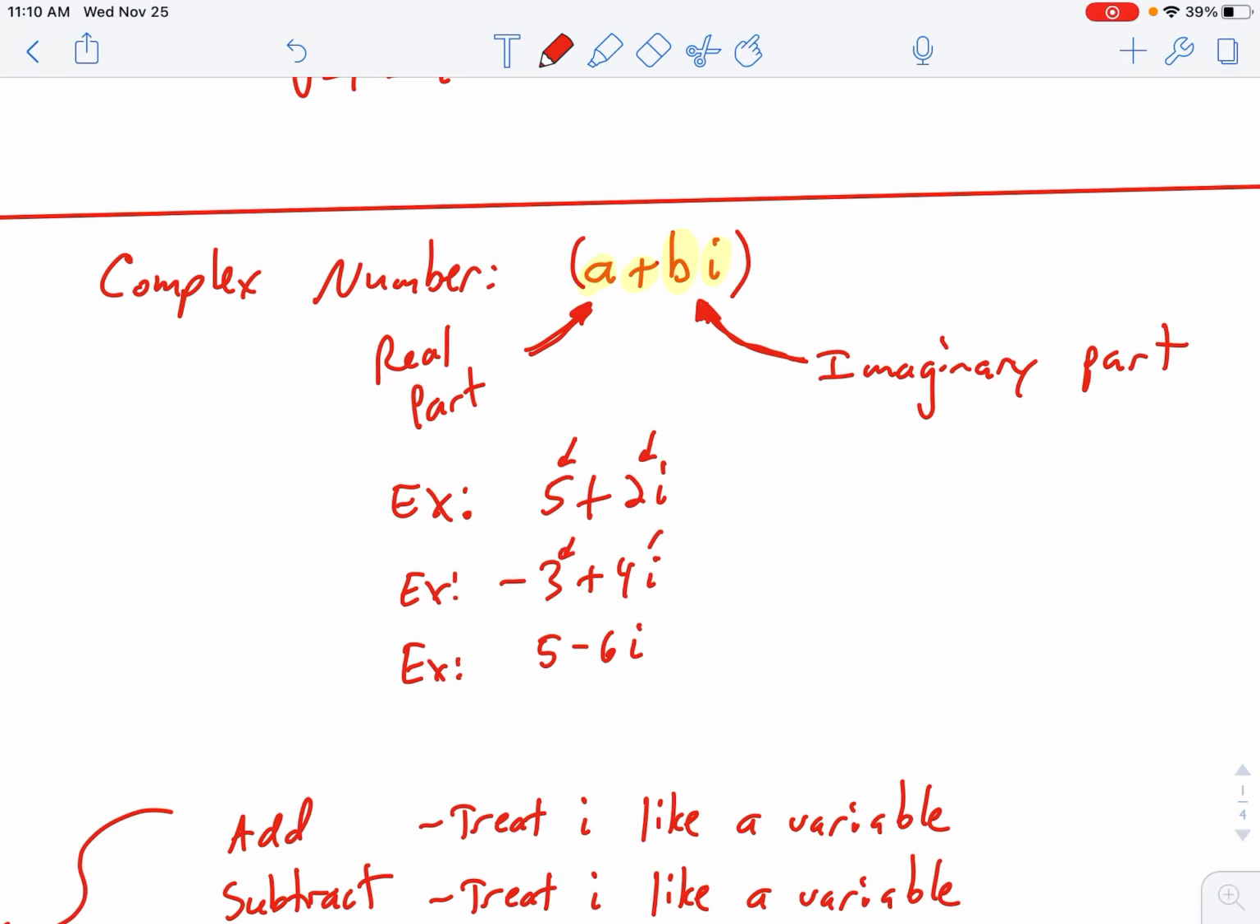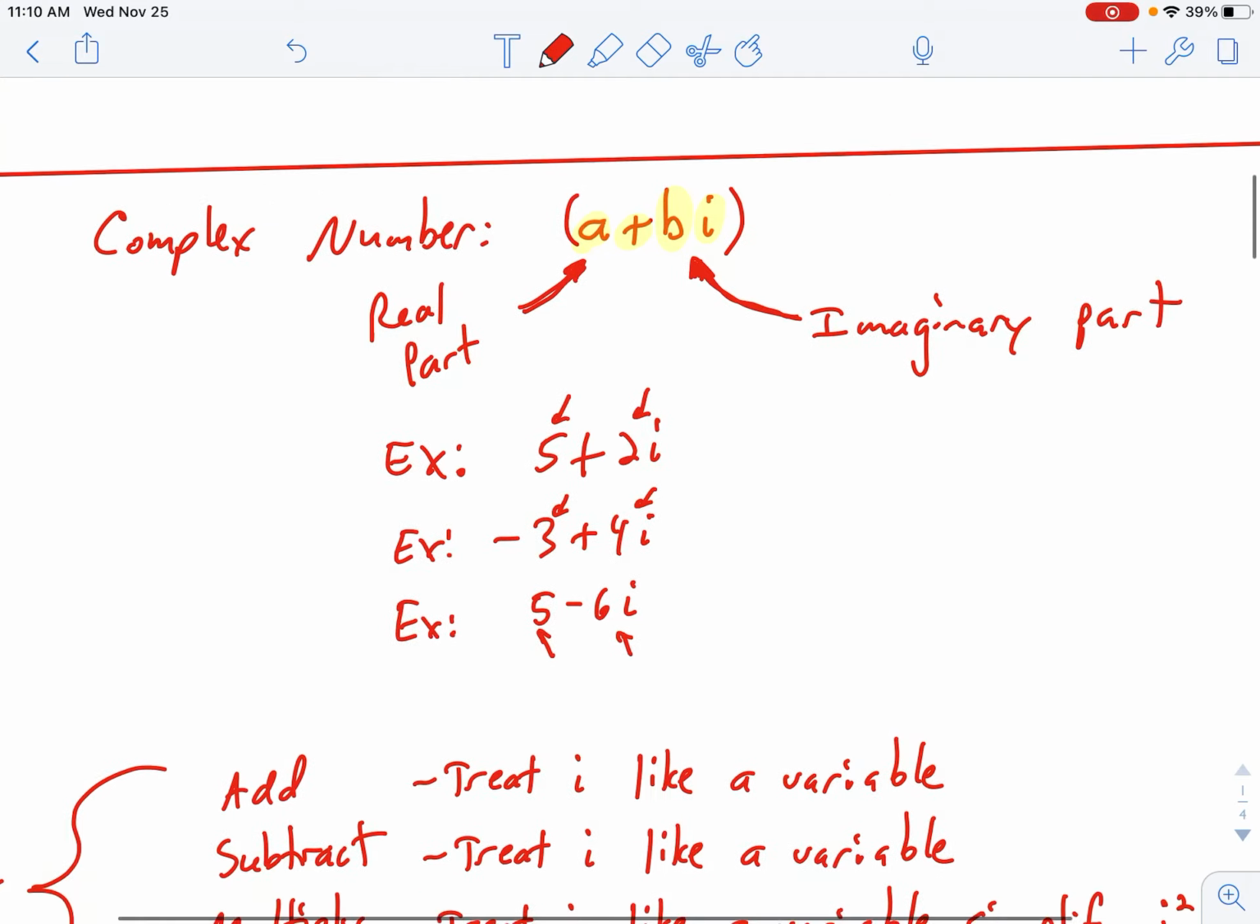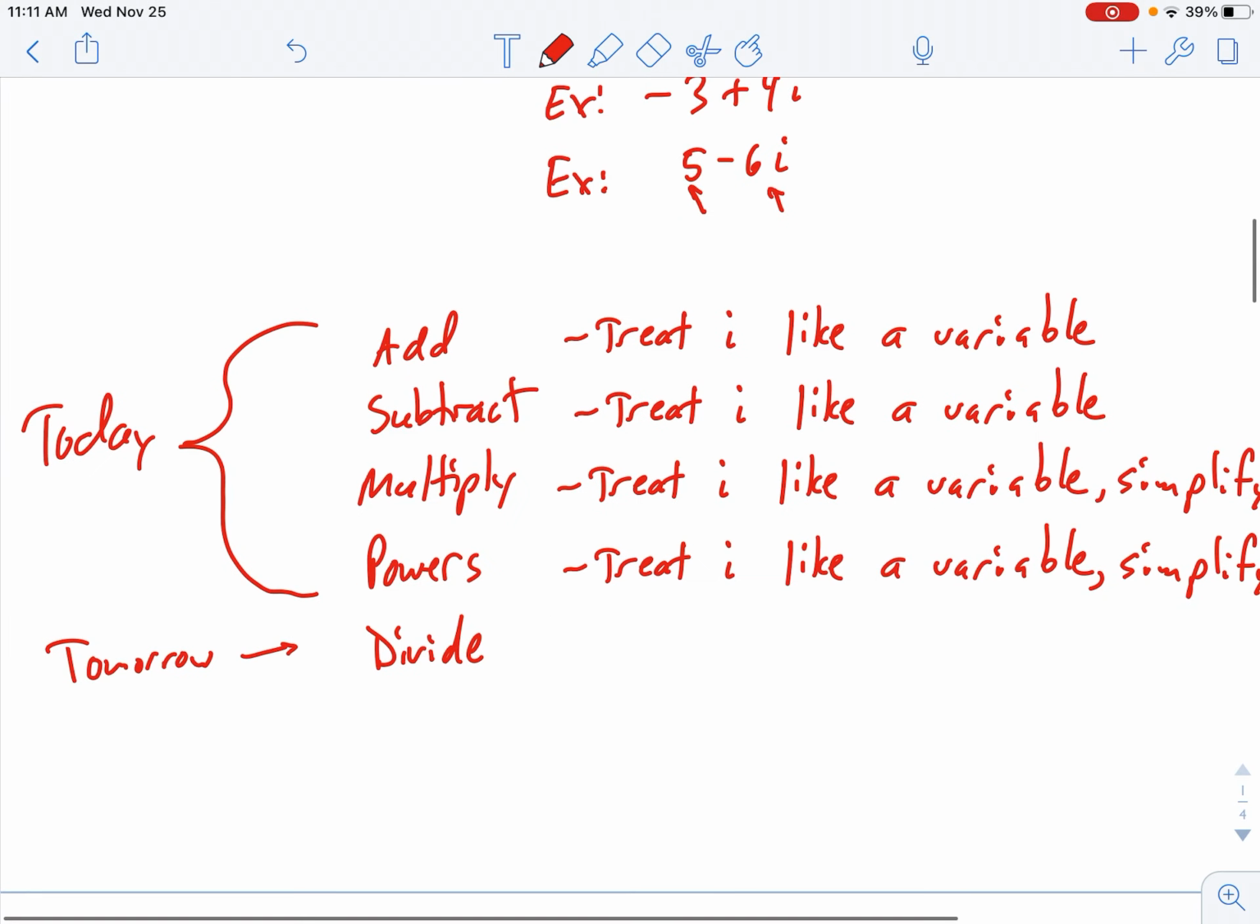Negative 3 is the real part, 4i is the imaginary part. 5 is the real part, negative 6i is the imaginary part. And today we're going to learn how to do math with these types of numbers, complex numbers. In general, you can add, subtract, multiply, do powers, and divide complex numbers. Today we're going to focus on add, subtract, multiply, and powers because they're the easy ones.